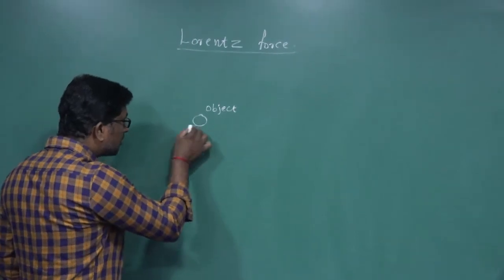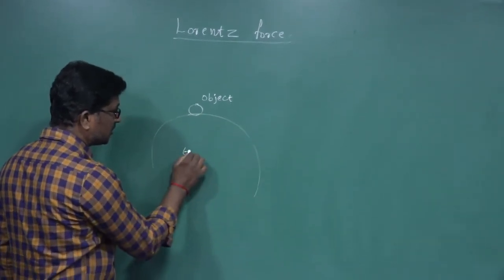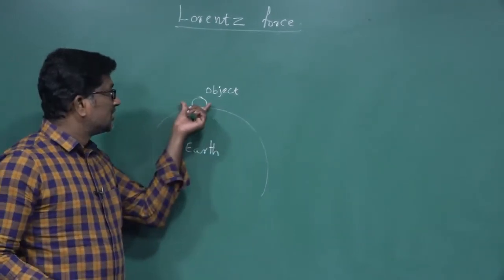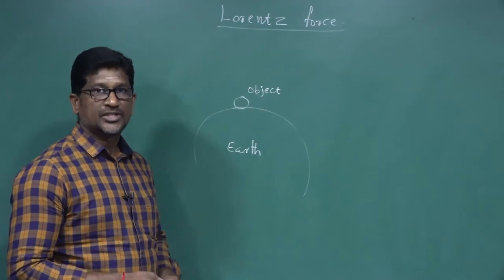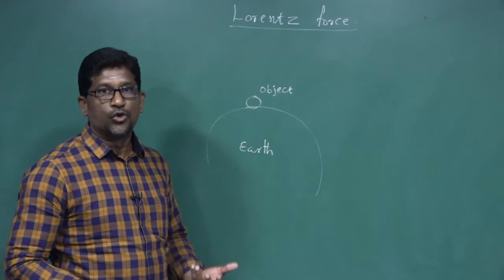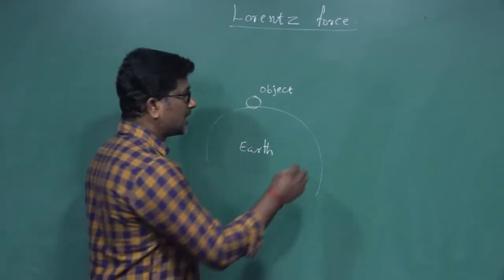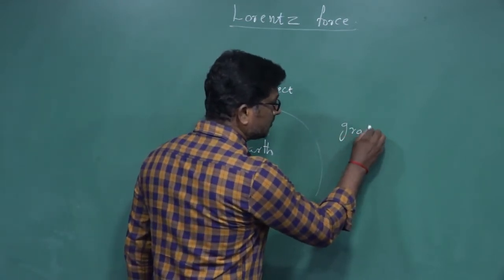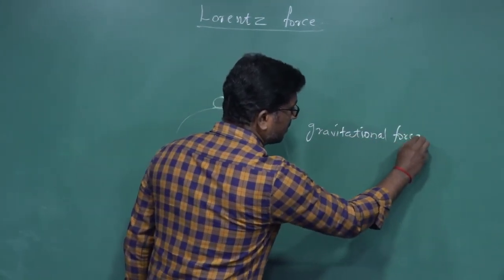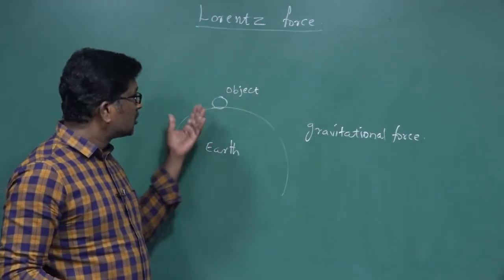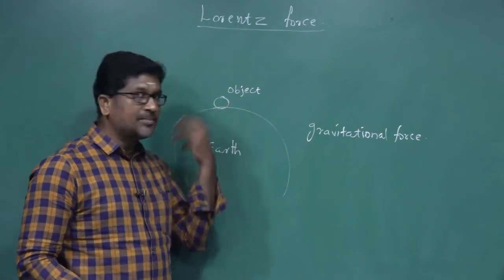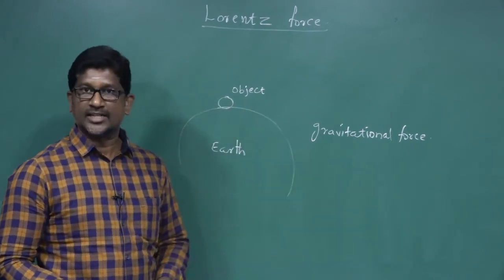which is placed on the surface of the earth. So this is an object which is placed on the surface of the earth. Due to gravity, this object experiences a force. It's called gravitational force. If any object is placed on the surface of the earth, under the influence of gravity, the object experiences a force called gravitational force.